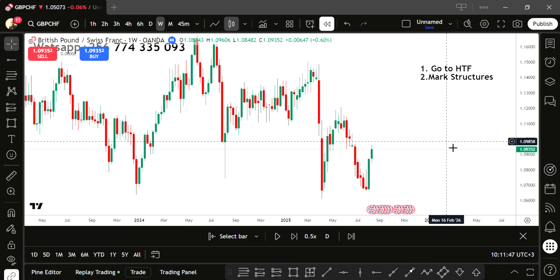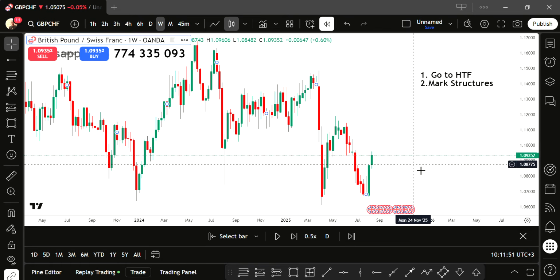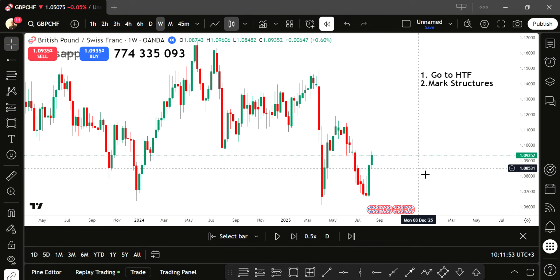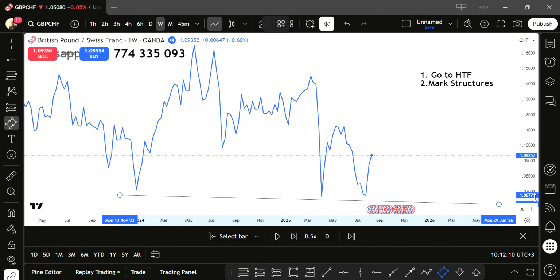So now, after this number 2, let's mark out the structures. Now for me, I always want to mark out my structures using the line chart, especially support and resistance. I want to mark them using the line chart because the line chart shows me clearly where the price turned around from. So I'll just go to the line chart and then get my support and resistance, the tools I use to mark my support and resistance.